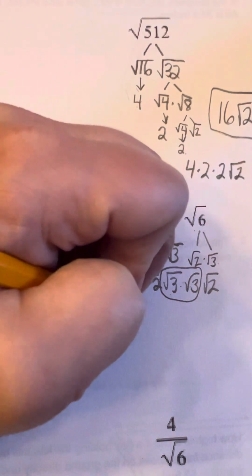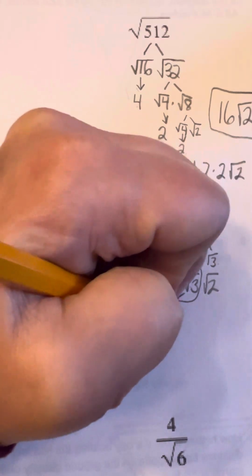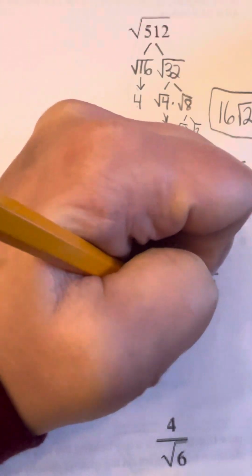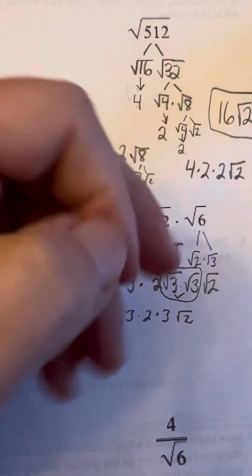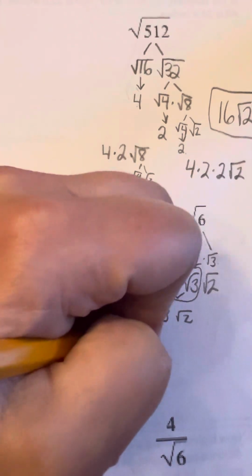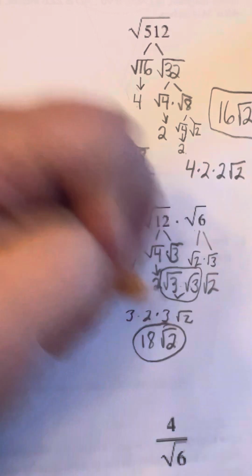So now we're left with 3 times 2. Now this pair is going to be 3, and then root 2, which is a prime. I can't do anything further with it. And then I just multiply the 3 times 2 times 3, which you're going to get 18 root 2. And that is my finalized answer.